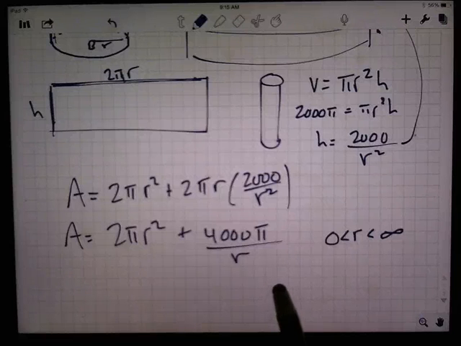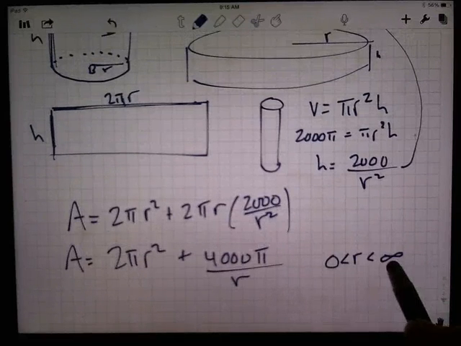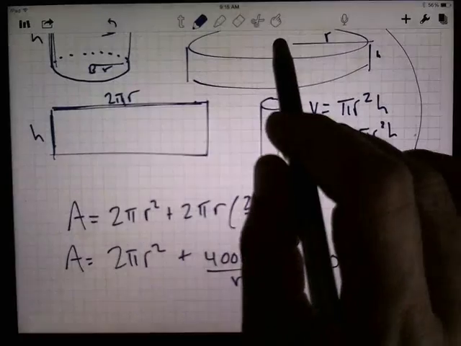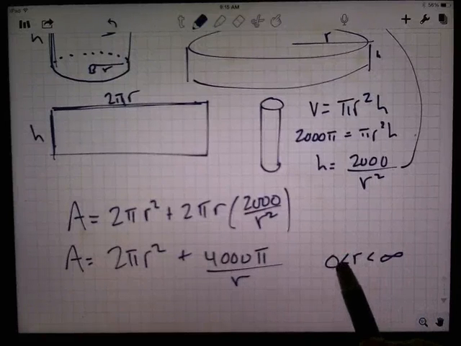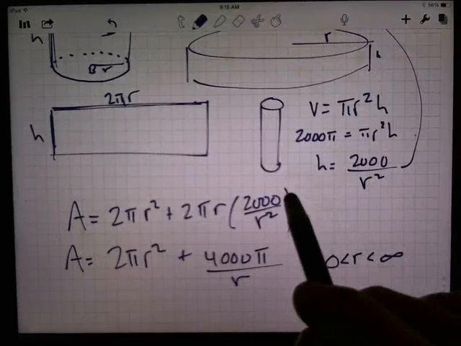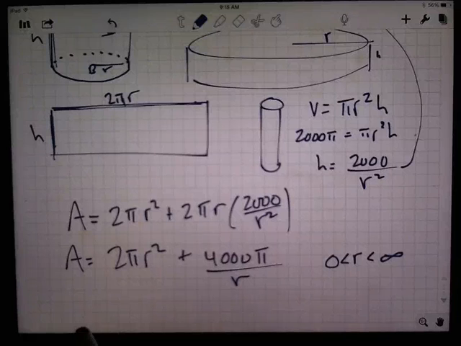But I think you can see that, at least on the infinity end, as R is getting really big, the area at the top and the bottom are getting huge, and you're using way too much area. What's happening as R is getting small? Well, as R is getting small, this piece is getting small, but this piece is getting big.